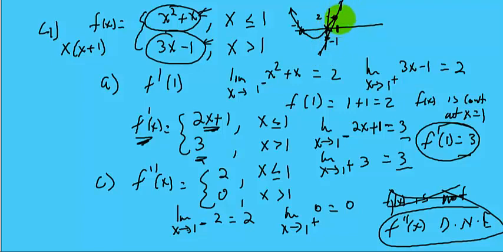But this line only exists to the right or left of 1? To the right, so I have to erase this part of this line completely. Can't have that. Okay, so this is a line that looks like that. But this is a parabola.